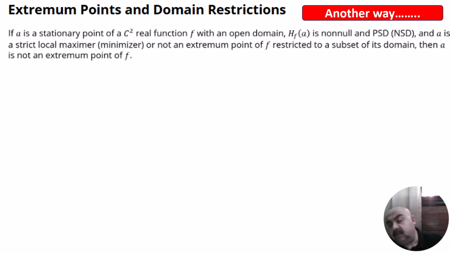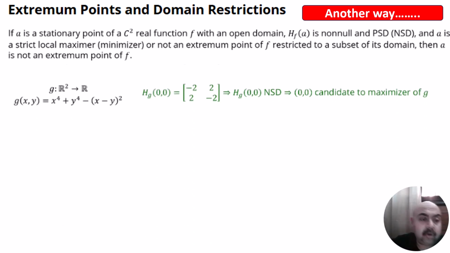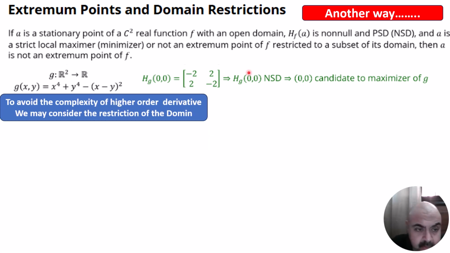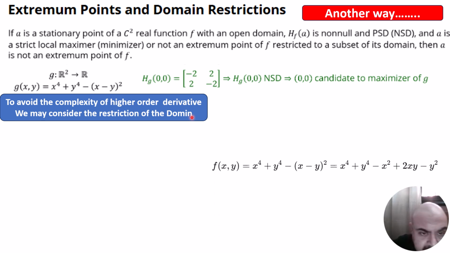Another way to go through all of this, just to avoid the complexity of having the third order derivative, especially in multivariable functions, or the third, fourth, and so on, we can do the following. Here is the Hessian matrix for the problem that we are studying, and it's negative semi-definite. The determinant value is equal to 0. To avoid the complexity of higher order derivatives, we may consider restriction of the domain. Instead of waiting for the restriction till the last point, I can do some construction on the domain and try to simplify stuff a little bit.